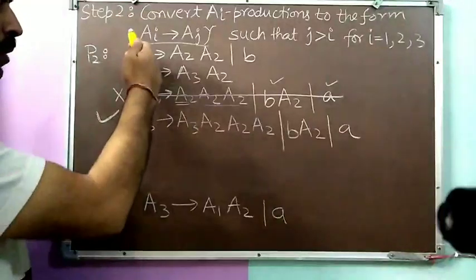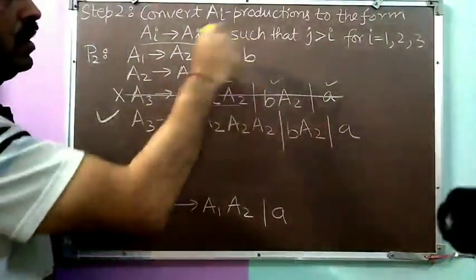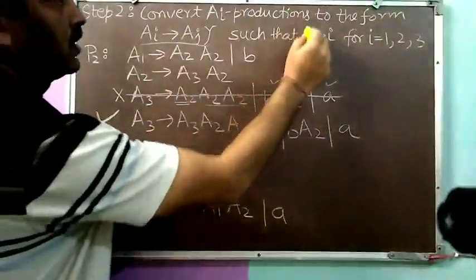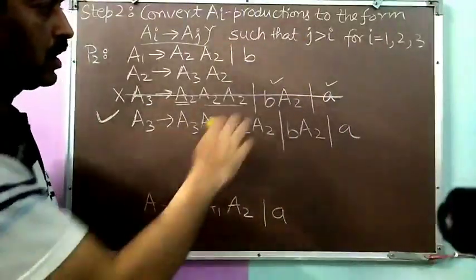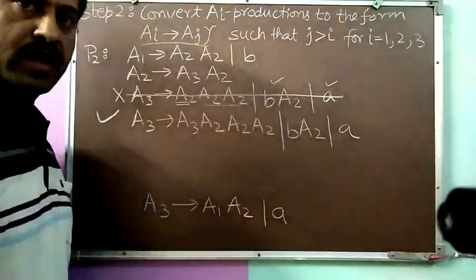For the productions of all the variables A1, A2 and A3, we have found the required format Ai to Aj gamma such that j is greater than i. And all the productions which are already in the form of GNF have already been included. Now we'll perform step 3.